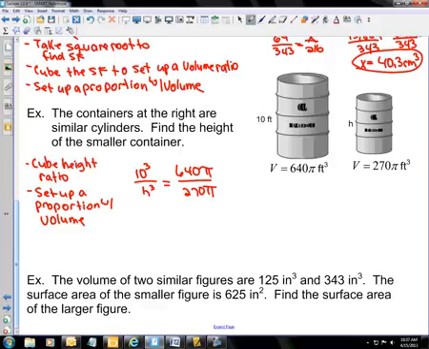Now I might do a little bit of simplifying here. What could I do with my pies? Cancel. I could also get rid of that 0, couldn't I? And then this would be 1,000 over h cubed equals 64 over 27. And I'm going to cross multiply, and I get 27,000 equals 64 h to the third. And I'm going to divide both sides by 64. And it doesn't go evenly.